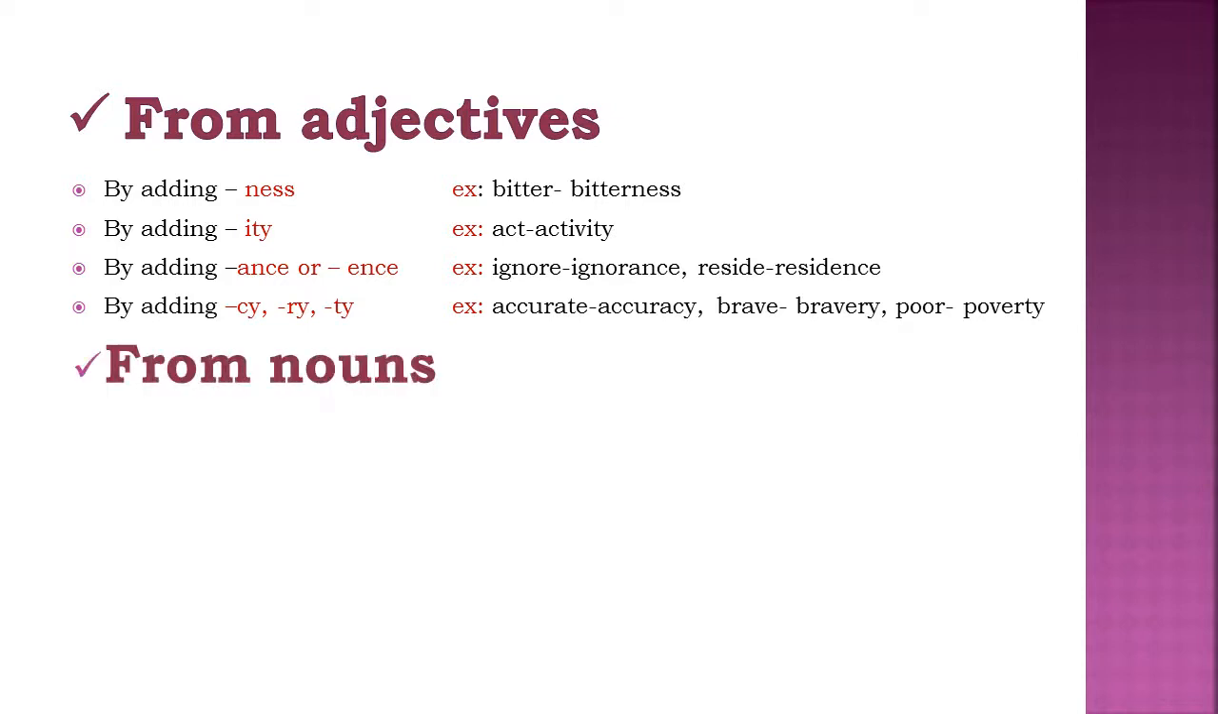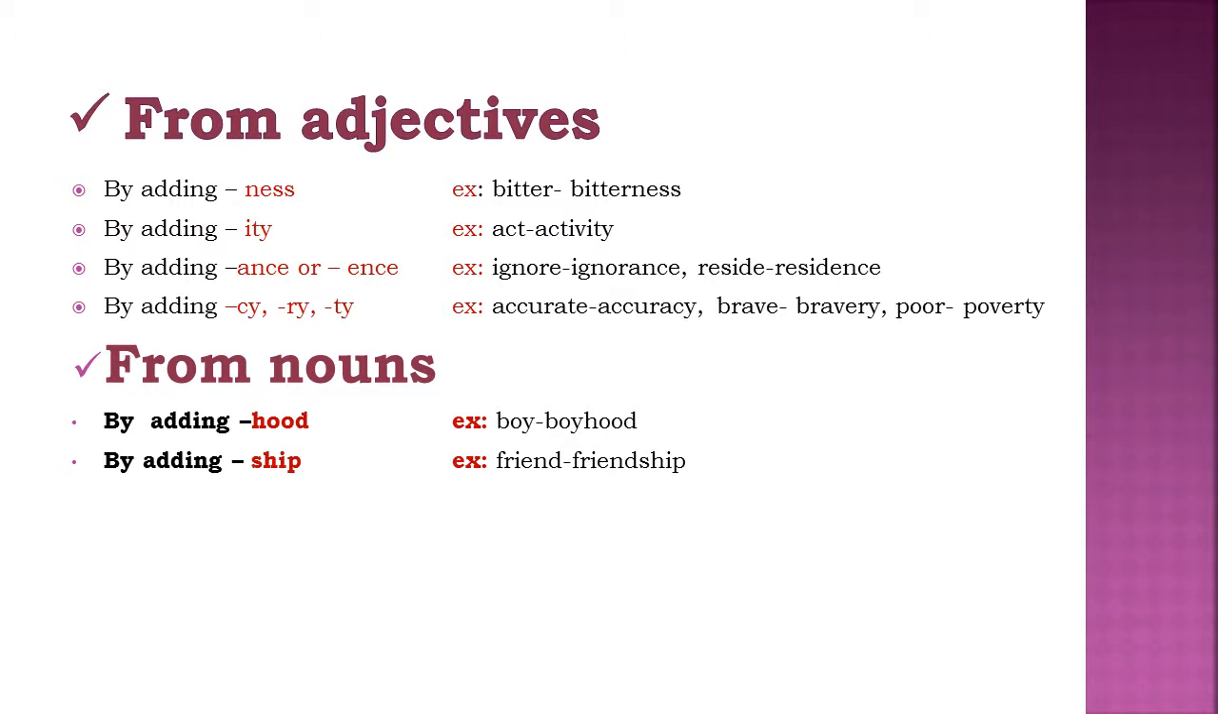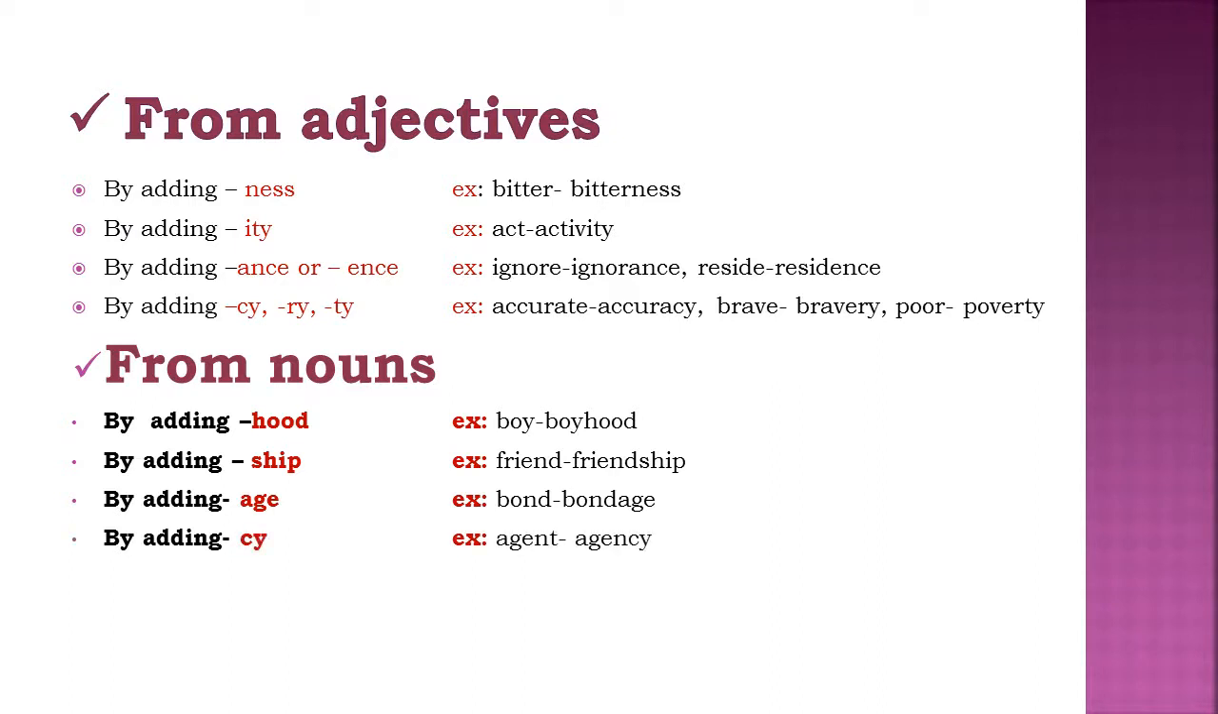Now let's see how abstract nouns can be formed from nouns. By adding hood. Boy is a noun and boyhood is an abstract noun. By adding ship. Friend, friendship. By adding age. Bond, bondage. By adding cy. Agent, agency.